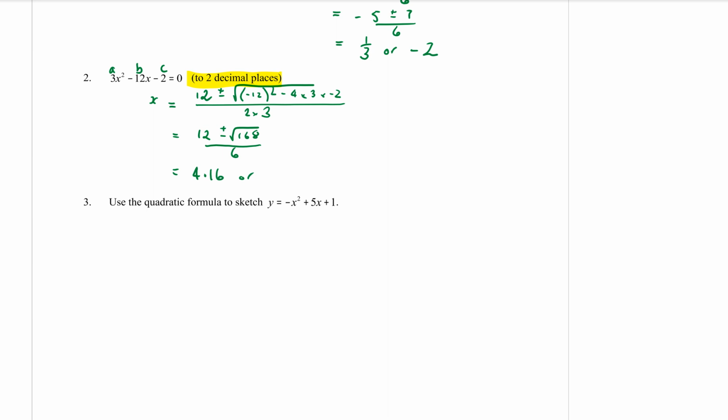Everyone get that? Or, you actually did it? Yeah. Oh, good. Or type in the other one, 12 minus square root of 168 over 6. What did you get? Very good. Negative 0.16.